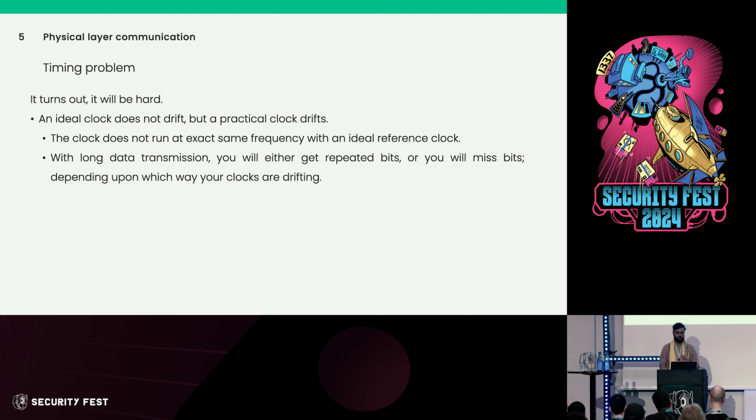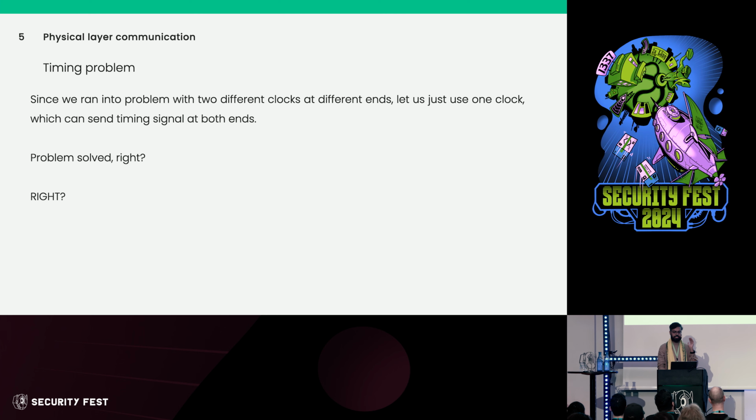Now, an ideal clock does not really drift, but in practice, no matter which clock you are going to use, it is going to drift. Maybe it will slightly go faster, maybe it will go slightly slower, maybe it will bounce between faster and slower, or do something equally funny, but it is not going to maintain constant ticking rate.